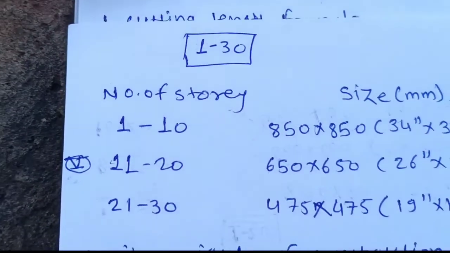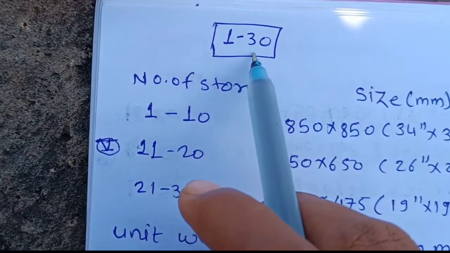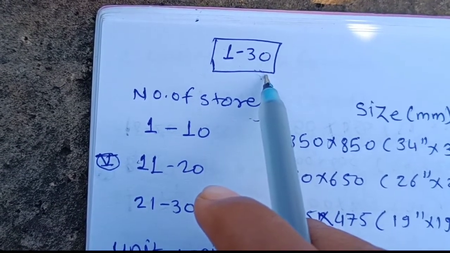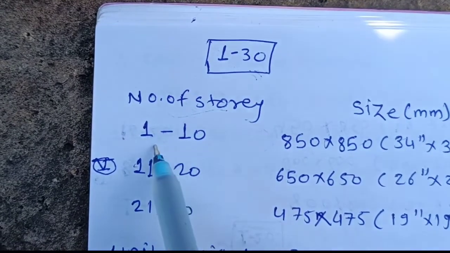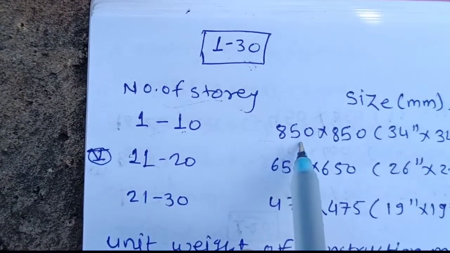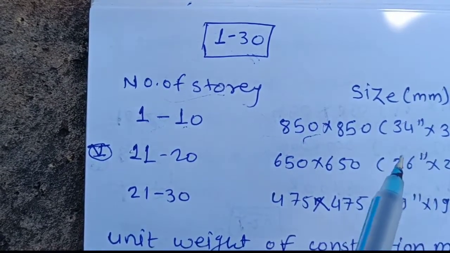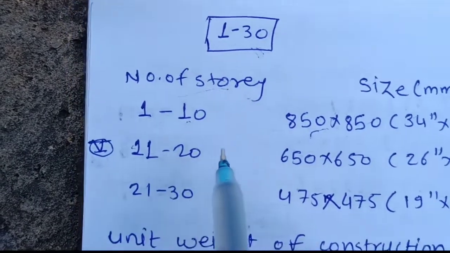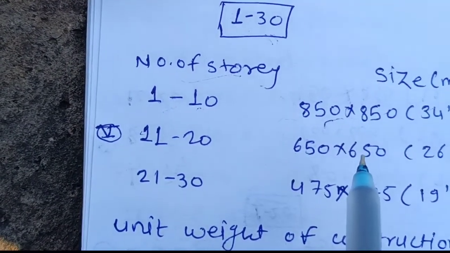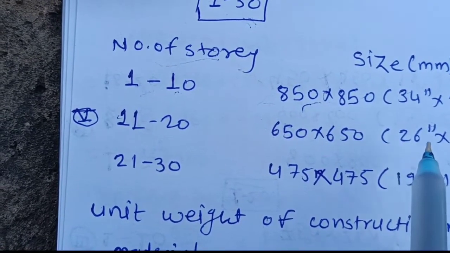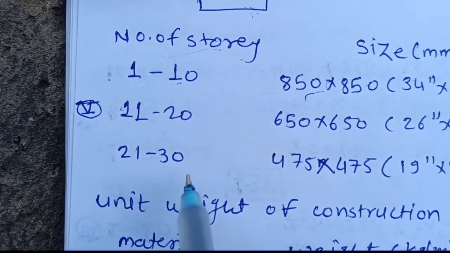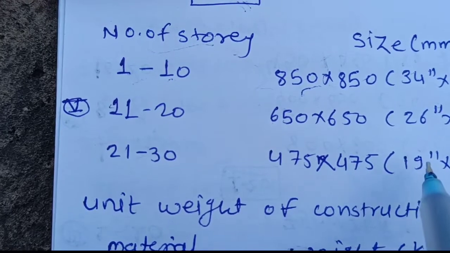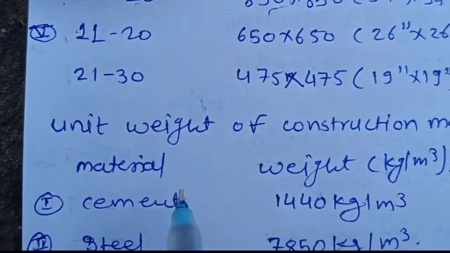For a 34 floor building, number of stories 1 to 10, the column size is about 850 by 850 mm or 34 by 34 inches. For 11 to 20, 650 by 650 mm, about 26 inches by 26. And 21 to 30 is about 475 by 475 mm, about 19 inches by 19 inches.